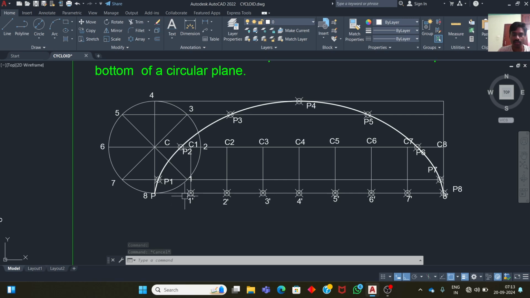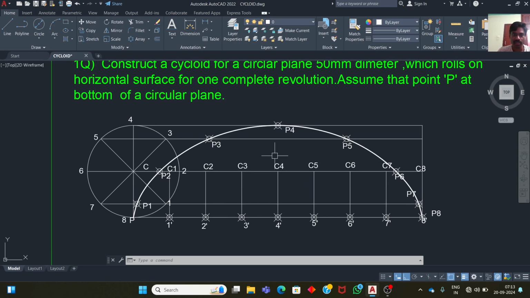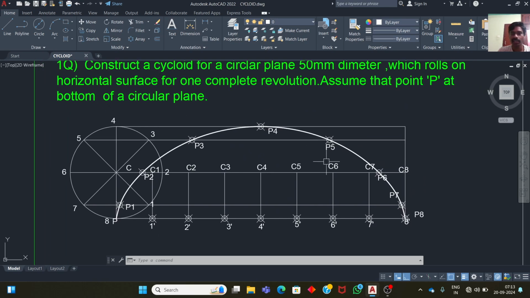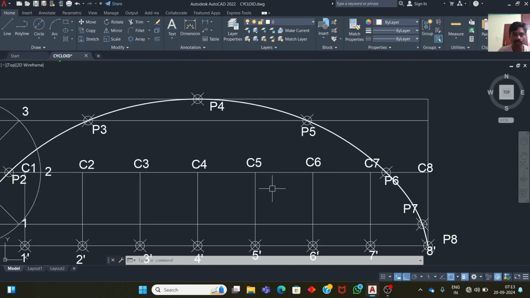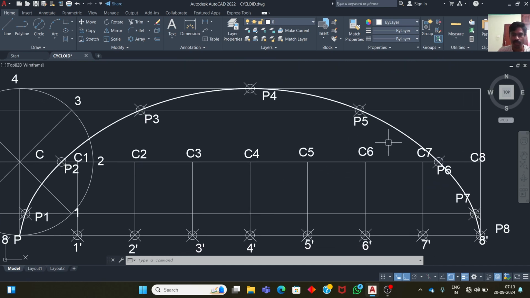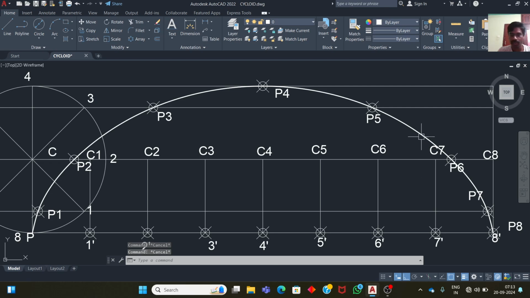Clear? So next, in some cases they will ask to draw the tangent and normal also. So for that, we need to place a point anywhere on this curve. I am placing the point here. Okay, I will change the color for easy identification.